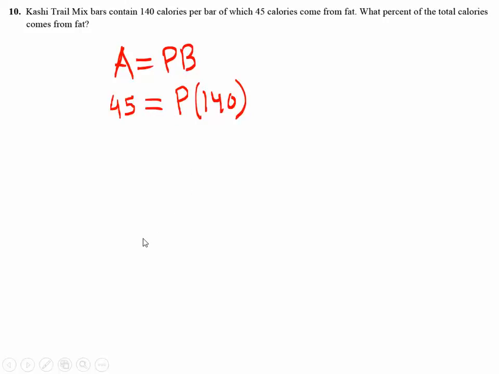Aren't we trying to say what percent of 45 is 140? Or are we trying to say 45 is what percent of 140? I think the second one, right? Yeah. 45 is what percent of 140? There you go, that makes sense. So it would be like this. So 45 is what percent of 140? That's what we're trying to do, so therefore there's our equation.